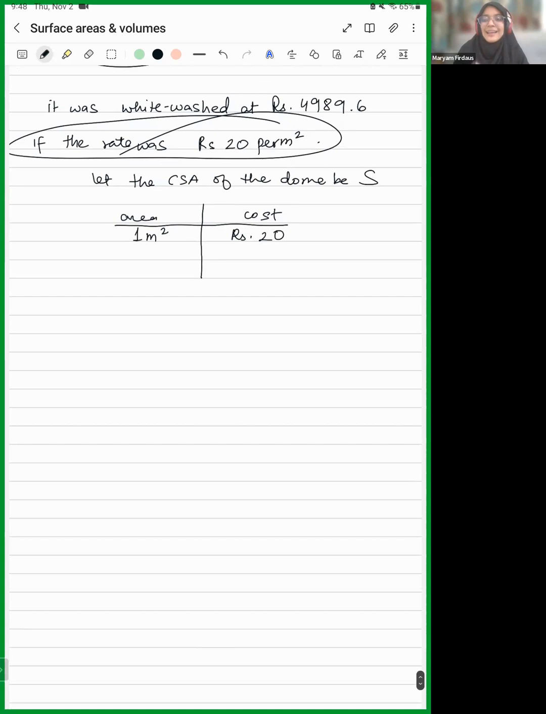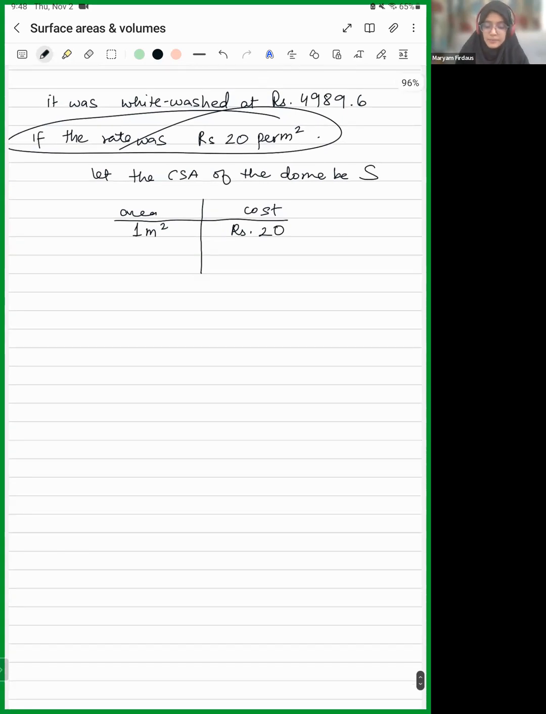And we are saying that let the area of the dome be S. So you can say S or A, whatever. Or you can just call it small x also. So let it be X. Then the cost of whitewashing the entire dome from the inside is coming out to be 4989.6.